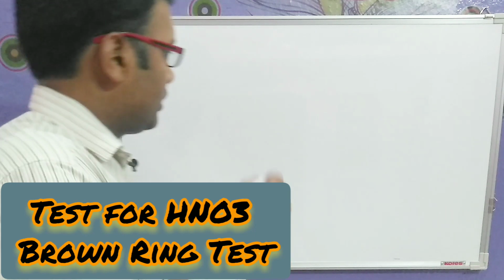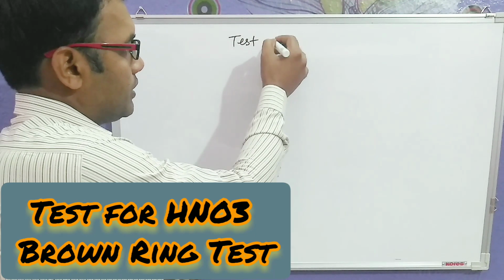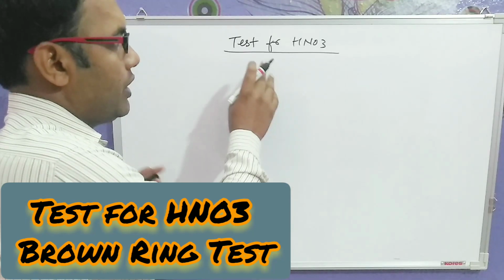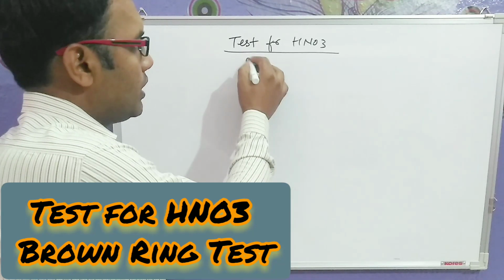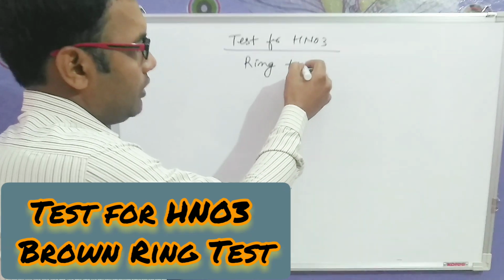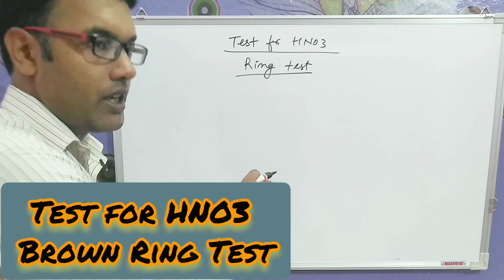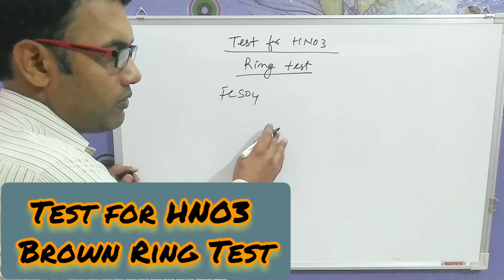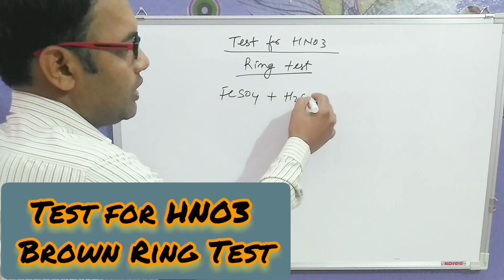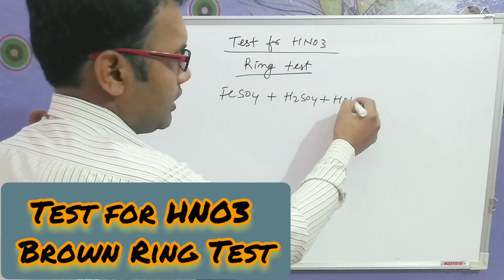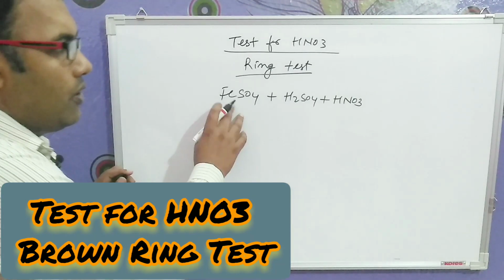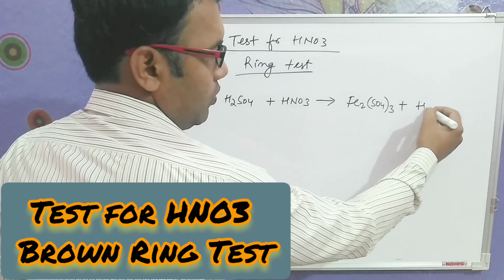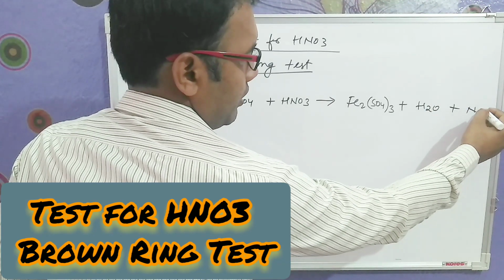Now we'll be seeing the test for nitric acid. A very famous reaction is there, known as the ring test. In the ring test, what do we consider? We consider three compounds. The first one is ferrous sulfate, the second one is sulfuric acid, and the third one is nitric acid. When these three are combined, there is formation of ferric sulfate plus water and nitric oxide.